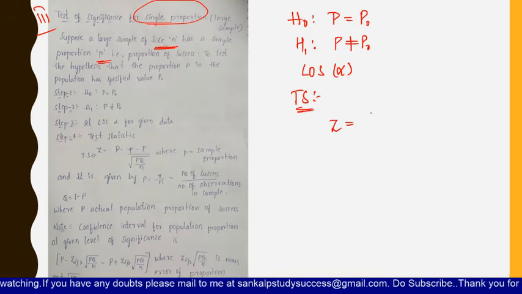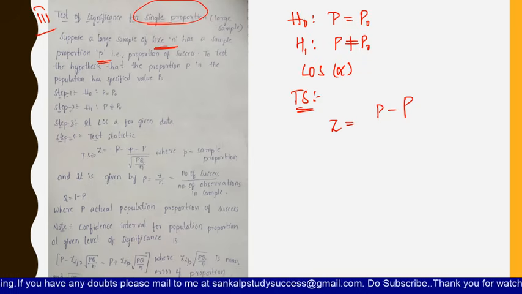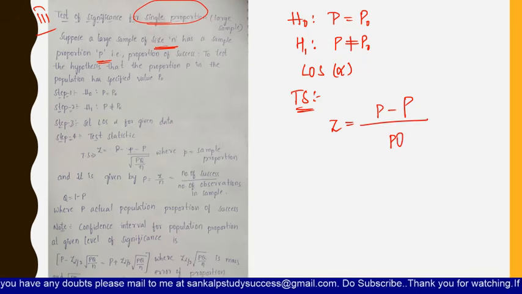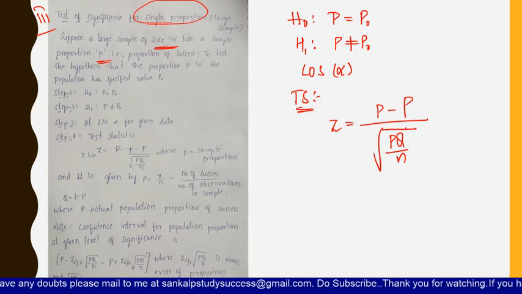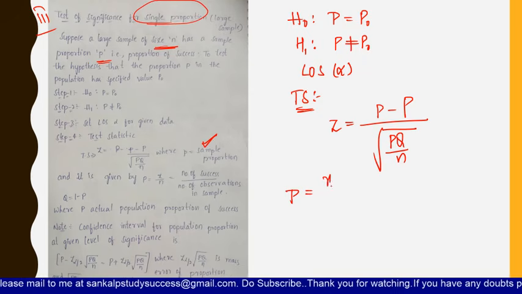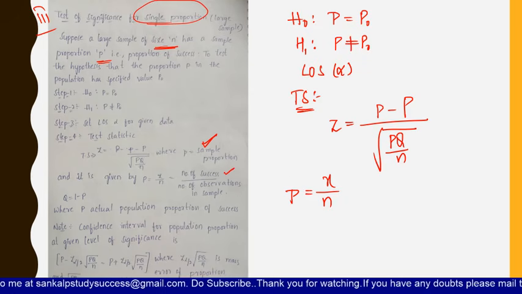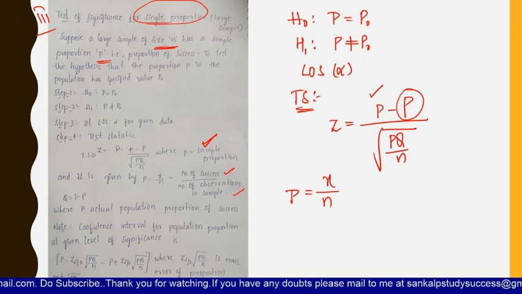which is nothing but a calculated value, equal to small p minus capital P by square root of PQ by n. Here small p is nothing but the sample proportion, and how will you define small p? The value of small p will be x by n, which is nothing but the number of successes by the number of observations in the sample. If you solve the problem, then you will come to know and it will be much more clear. So here small p is the sample proportion. Here capital P is nothing but the population proportion of success.